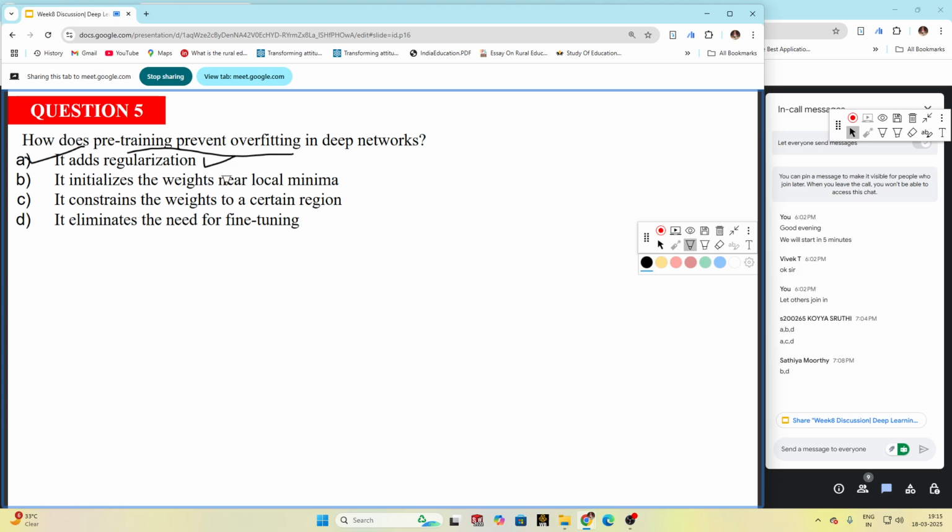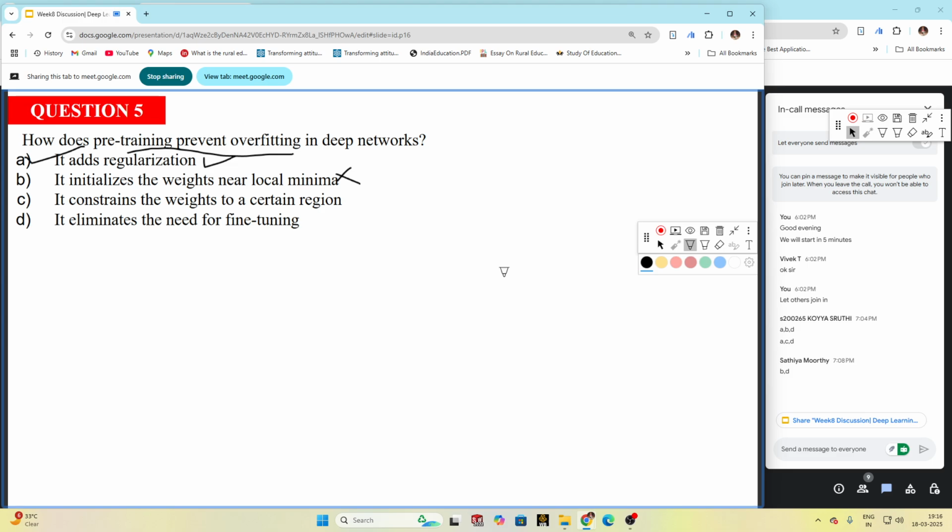Option B, it initializes the weight near the local minima. This is not correct. We have to do initialization ourselves. But what it will do is constrain the weight to a certain region, because whenever you are doing the first step, that is pre-training, we are learning a better abstract representation of the hidden layer or the input layer. By doing this, we are constraining the weight to a certain region. Earlier we were initializing our weight and then doing the fine tuning process, so our model was not converging.